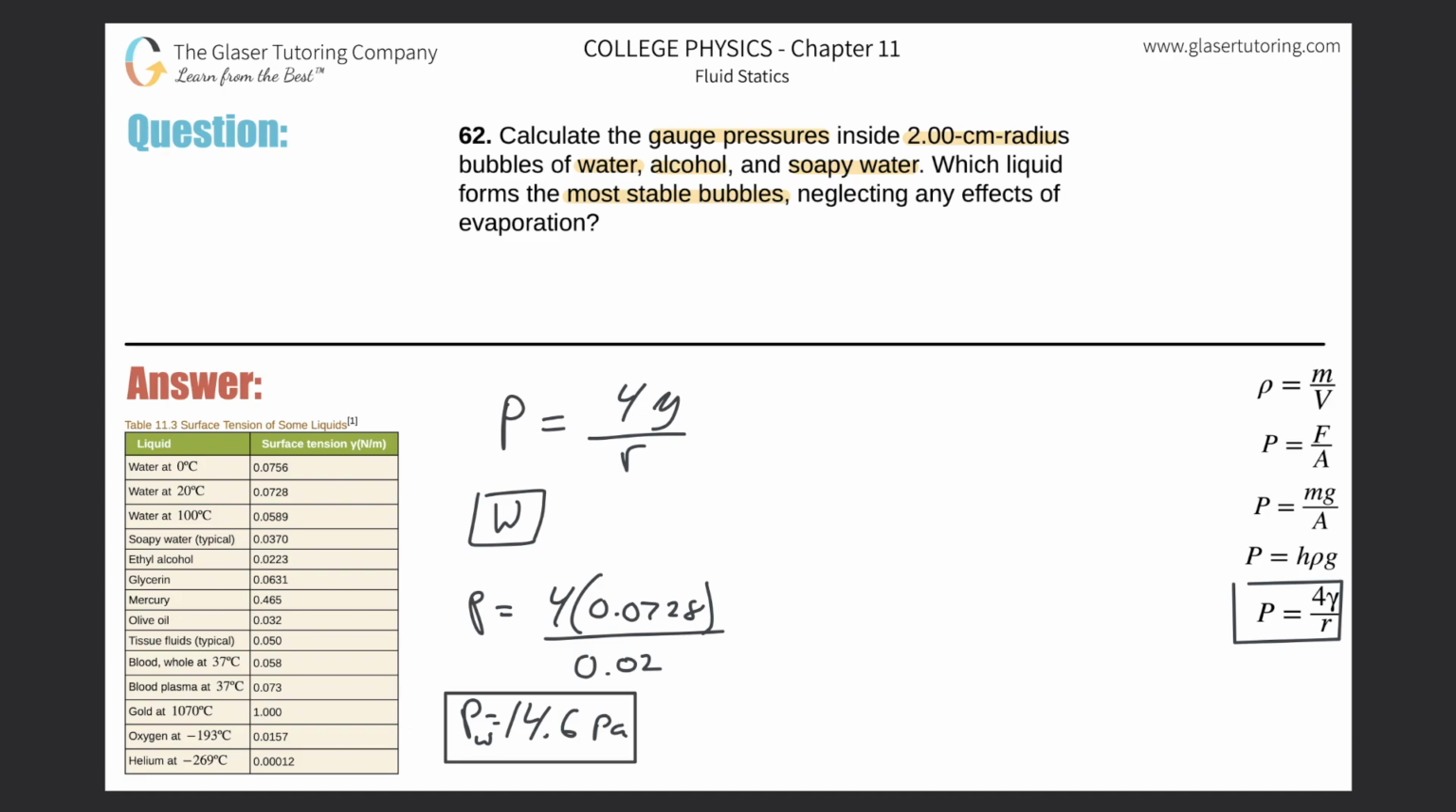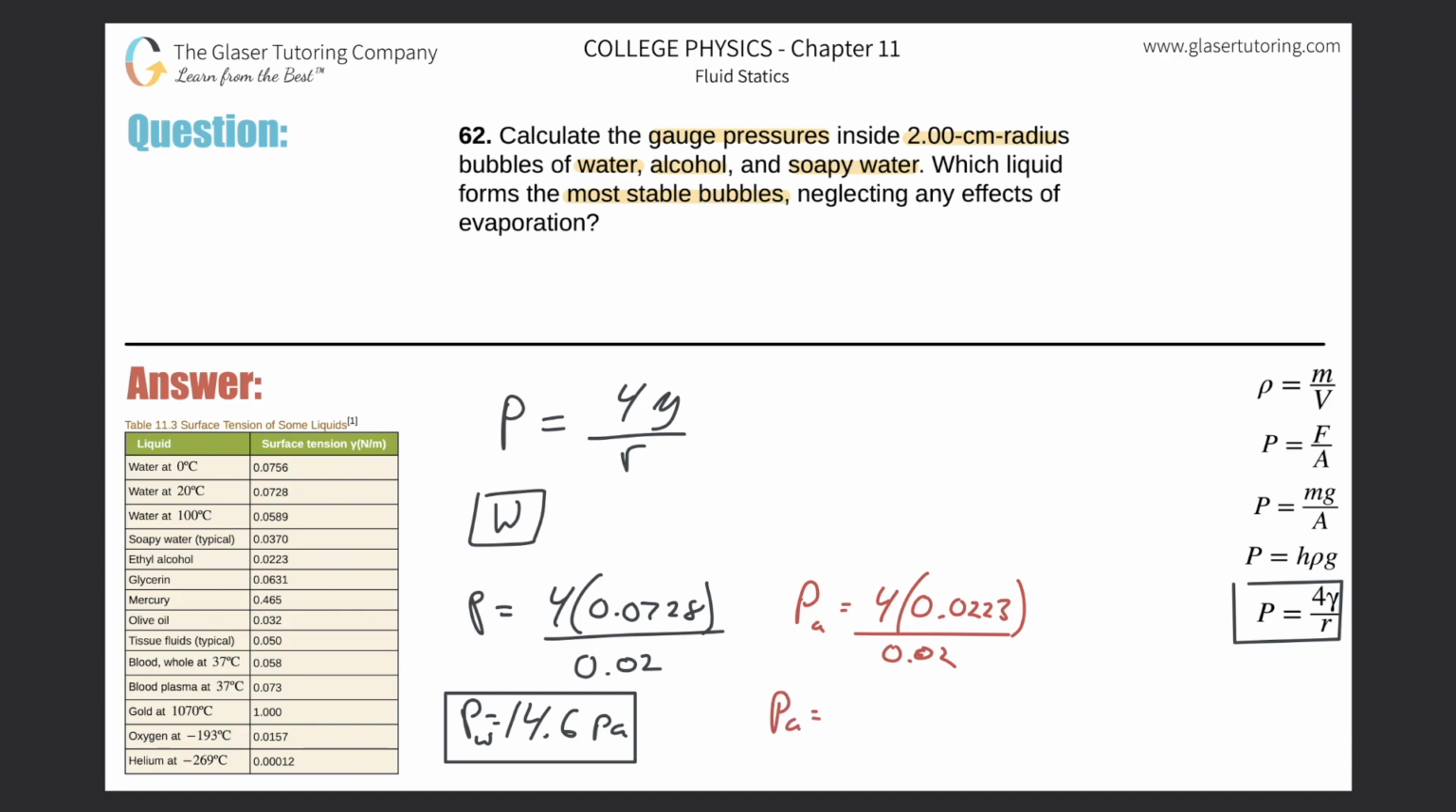Next one, let's do it in a different color. Let's do the alcohol next. So there's going to be 4 times the surface tension of alcohol. And alcohol, by the way, will be ethyl alcohol. Rubbing alcohol is isopropyl alcohol, but I don't see that on your list here, so let's just use ethyl alcohol. So it's going to be 0.0223, all divided by the radius again, 0.02. That hasn't changed.